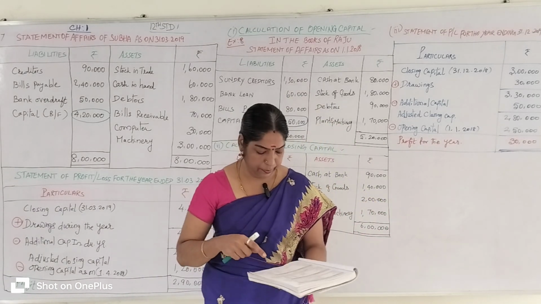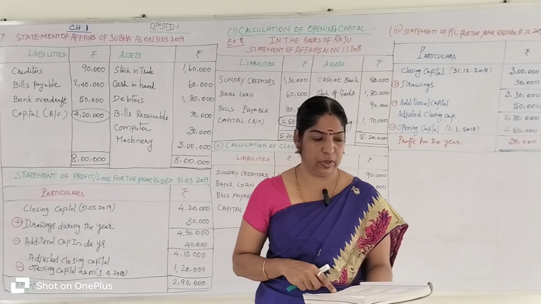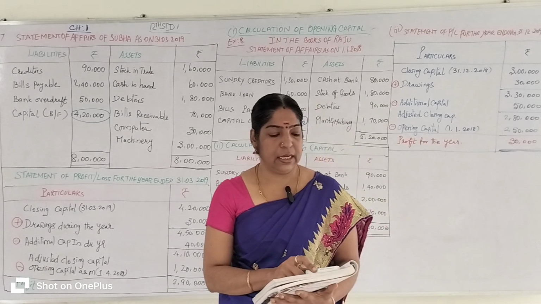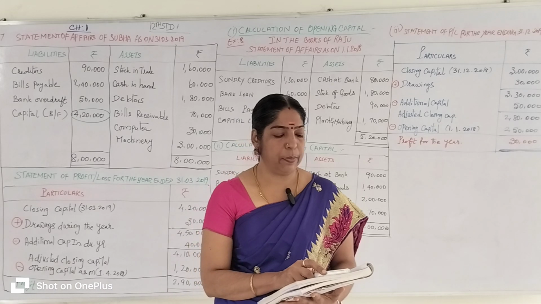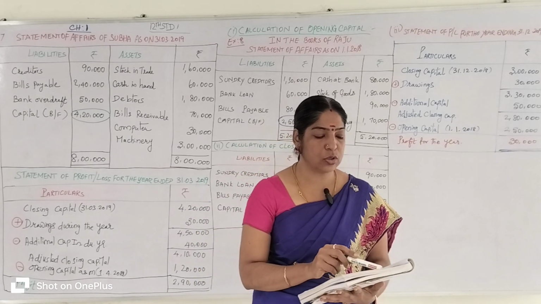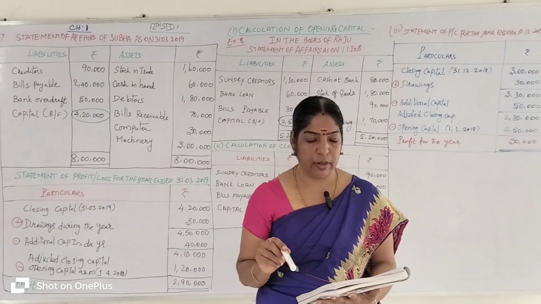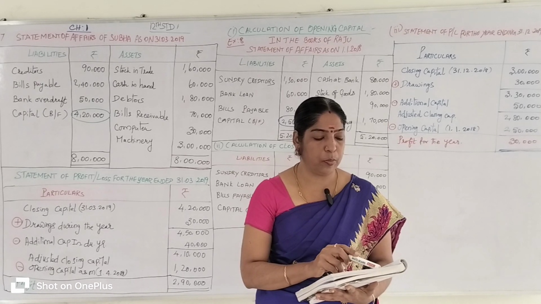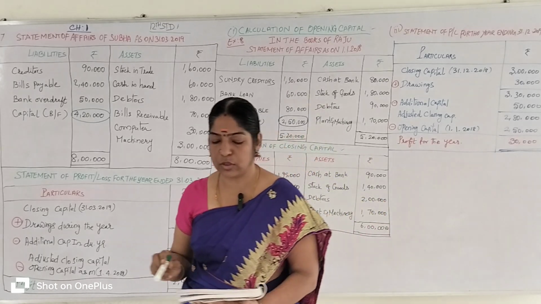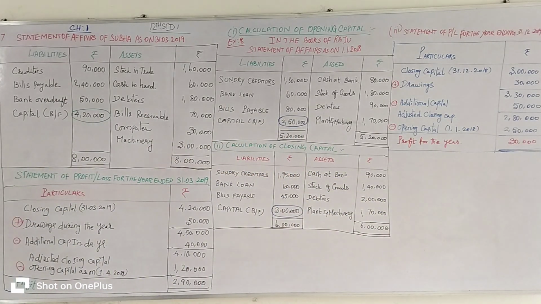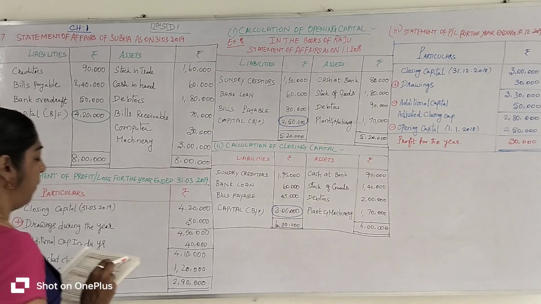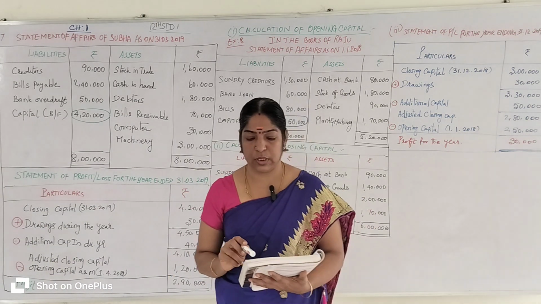Exercise sum number 7, page number 33 in the English medium book. Let's read the question. On 1st April 2018, Subha started her business with a capital of rupees 1,20,000. She did not maintain proper books of accounts. The following particulars are available from her books as on 31/3/2019. 31/3 means what? 31st March 2019.